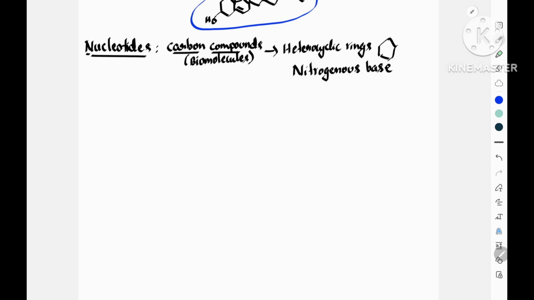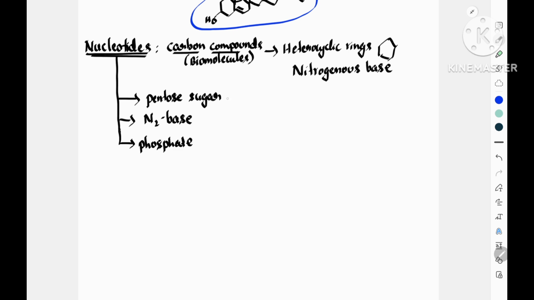Nitrogenous bases alone will not form a nucleotide. To form a nucleotide, it requires three components: a pentose sugar, a nitrogenous base, and a phosphate group. The pentose sugar is different in DNA and RNA. Nucleotides are the monomers of nucleic acids. Nucleic acids means DNA and RNA.